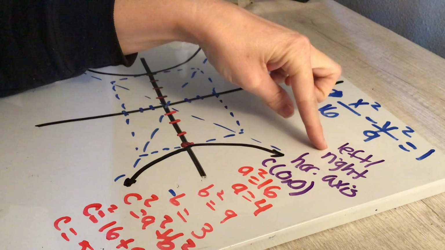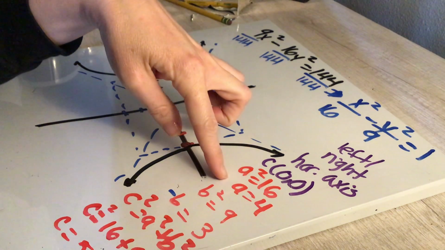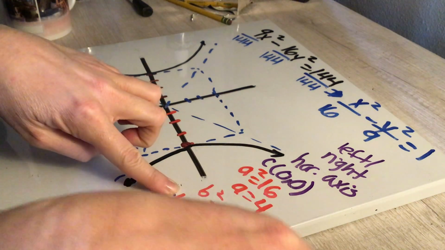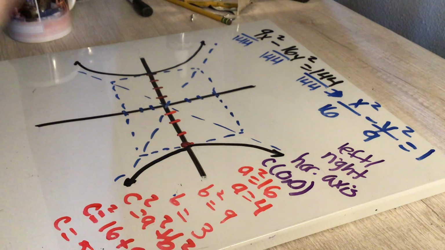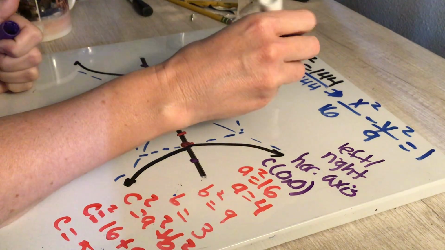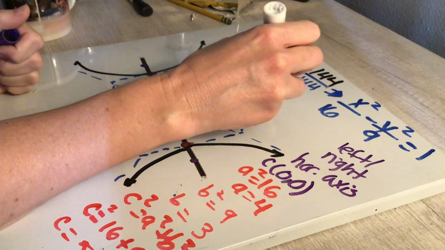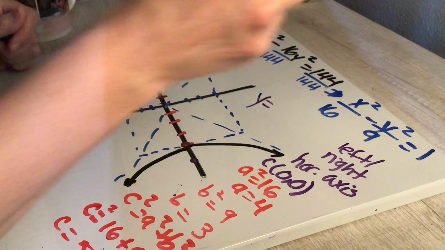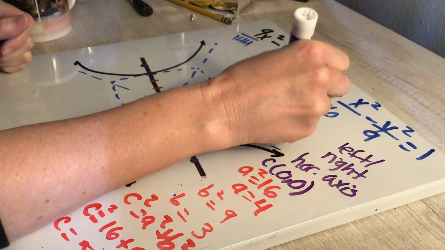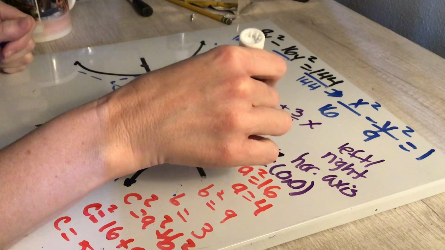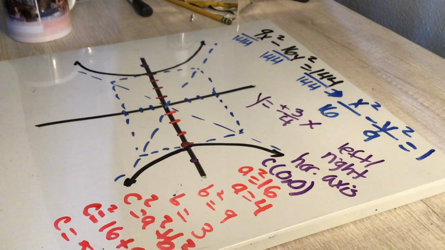So decide which way it opens, the center, where your vertices are, then the other dimension of the rectangle, and then for us, our foci would be here and here. And we could say that the asymptotes are y equals plus or minus rise over run, right? So rise over run. So plus or minus b over a x. Okay?